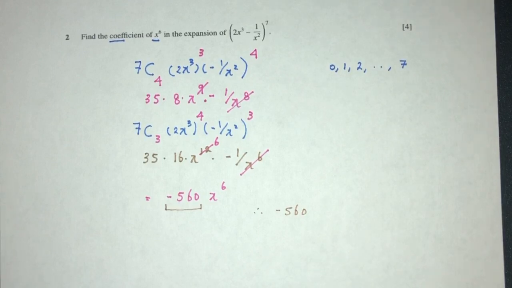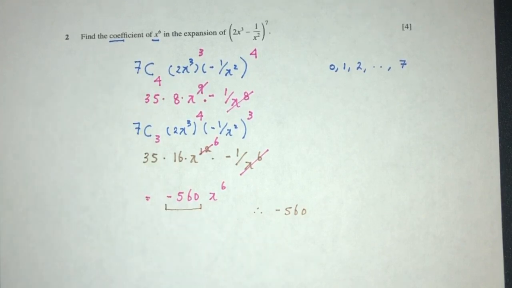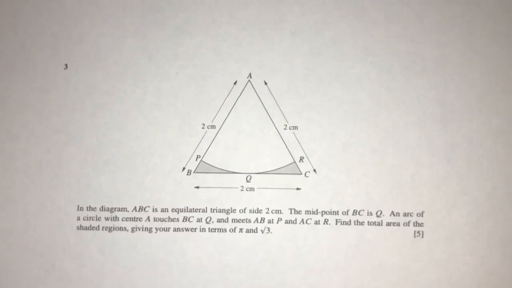I can go to the next term or the previous term to see which one is the term in x power 6. Or the other method is just to expand everything and then choose the one that you need to find your corresponding value. This one will be minus 560 as the coefficient of x power 6. Now let's move on to the next question.